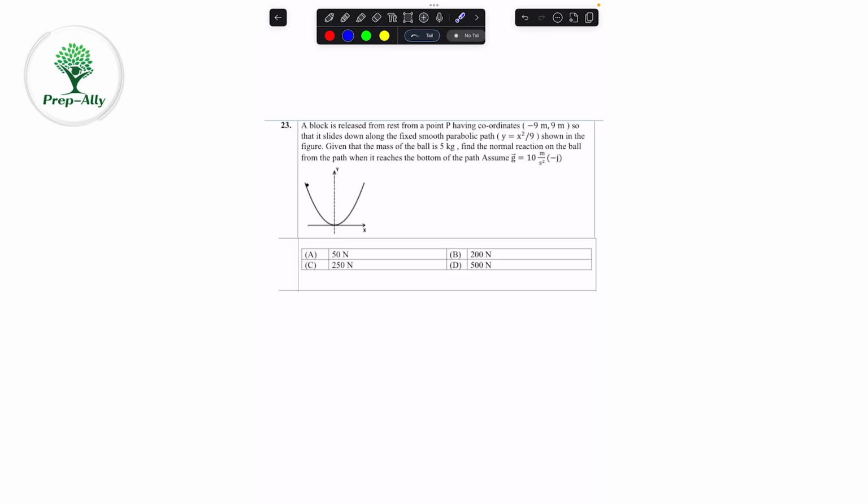Now we are going to solve the 23rd question of the PAVE exam. In this question it is saying a block is released from rest from the point P having coordinates minus 9, comma 9, so that it slides down along the fixed smooth parabolic path y is equal to x square by 9 shown in the figure. Given that the mass of the ball is 5 kg, find the normal reaction of the ball from the path when it reaches the bottom of the path, assuming g is equal to 10.